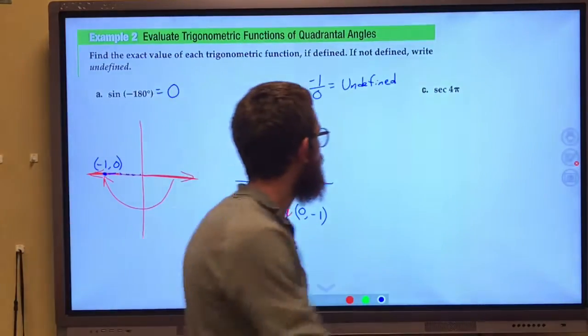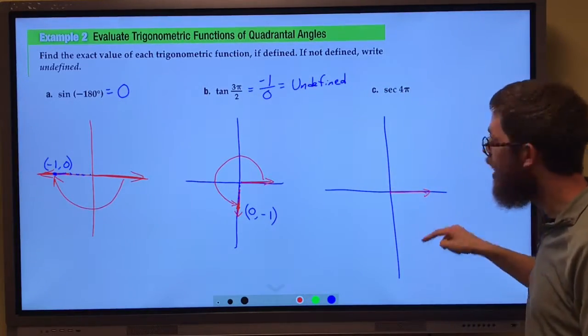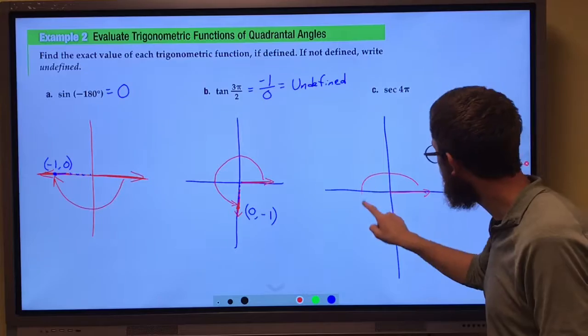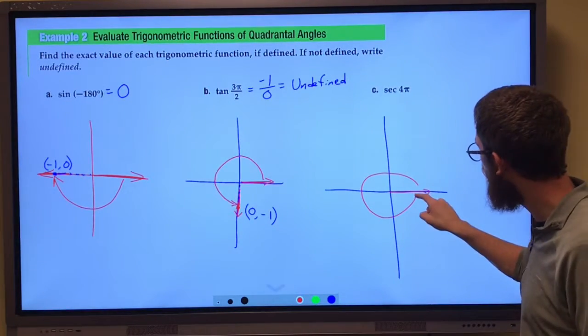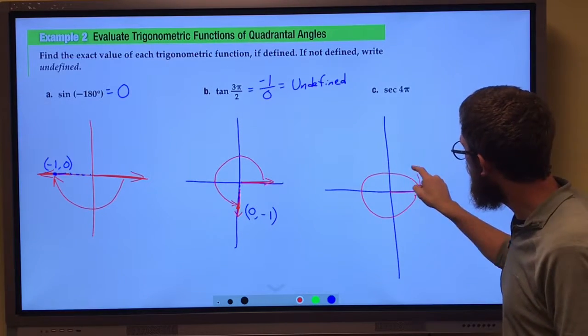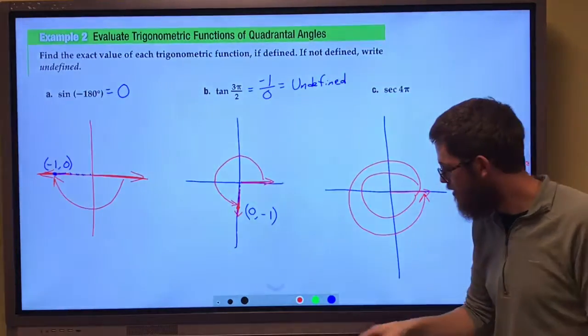Finally, secant of 4 pi. Draw our coordinate plane. Think about 4 pi. Well, I know that 2 pi is the entire circle. That's 2 pi, the entire circle. But we want 4 pi. So it's 2 pi and another 2 pi. The starting point is the finishing point.